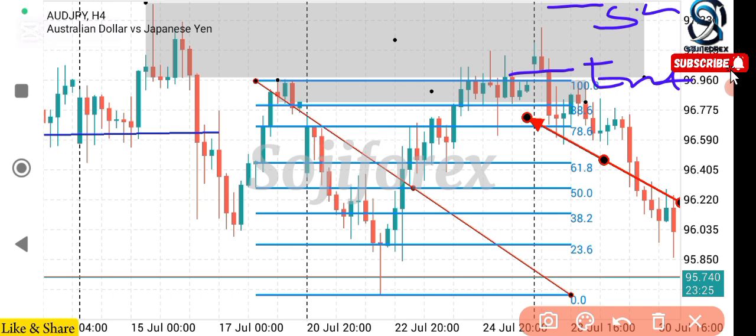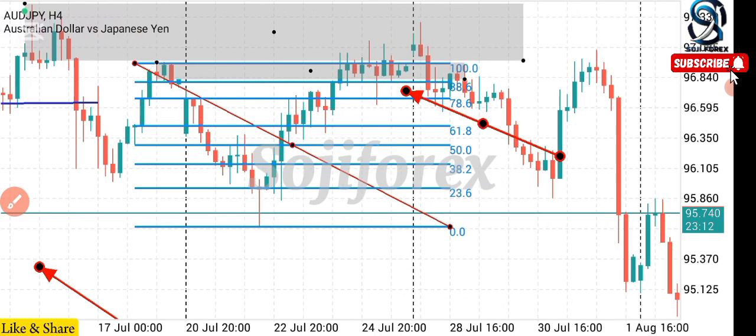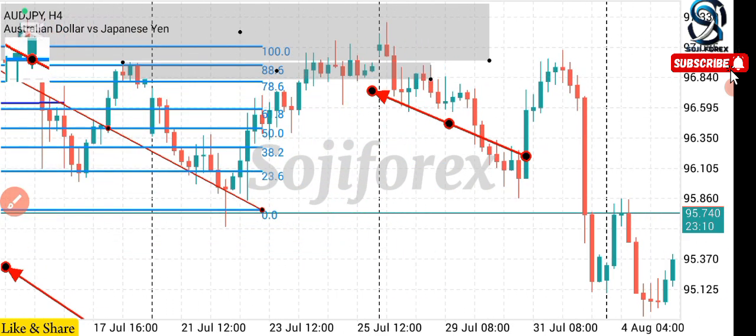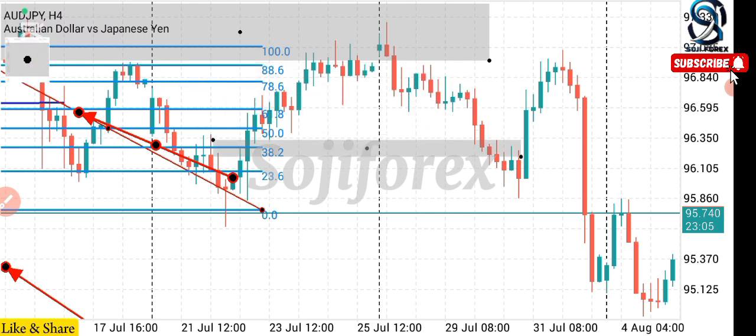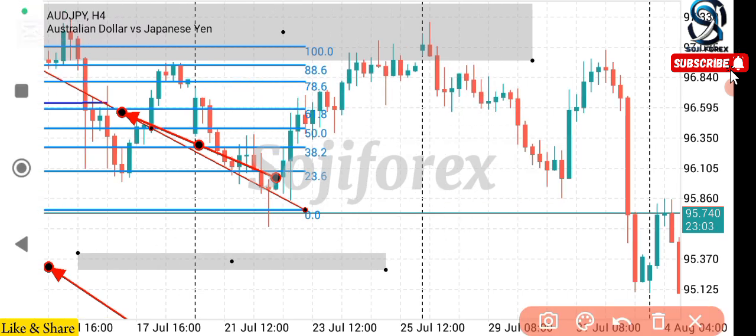Just imagine where your take profit is. Your take profit is here. Can you see? This is almost 1 to 6. Almost 1:6 in profit. And then you can see how that price plays out beautifully well. So immediately this has been done, automatically that order block has been mitigated.